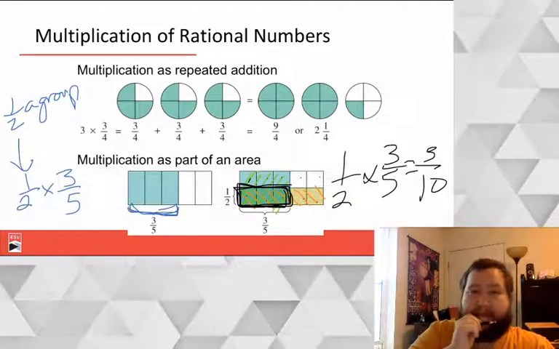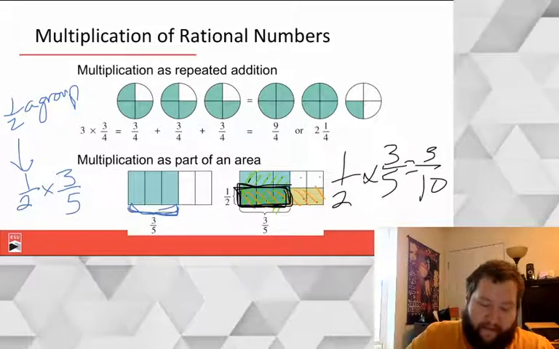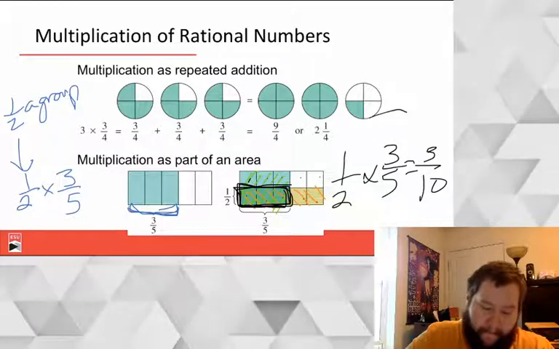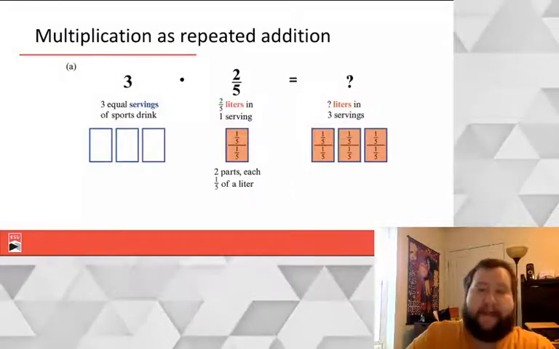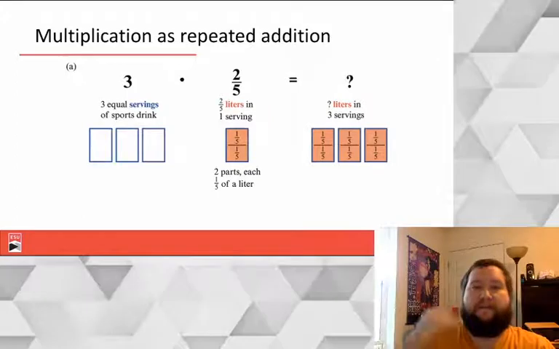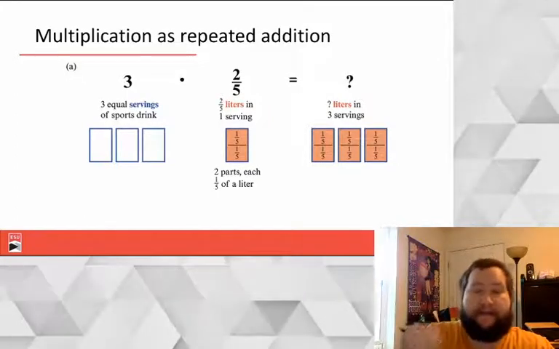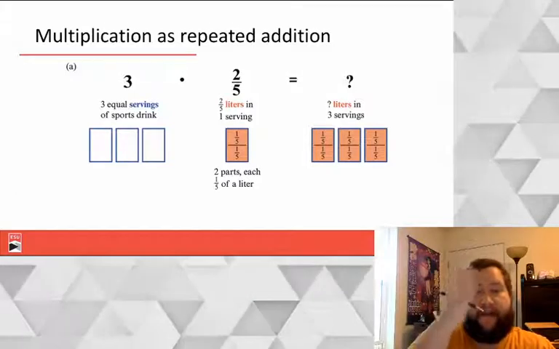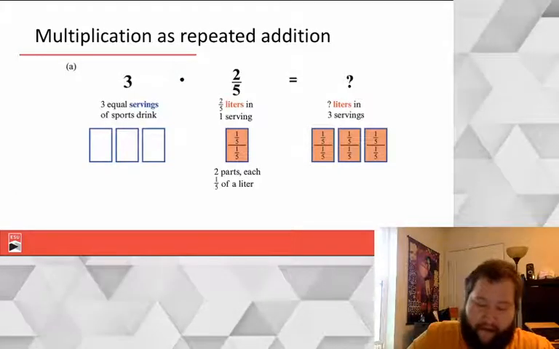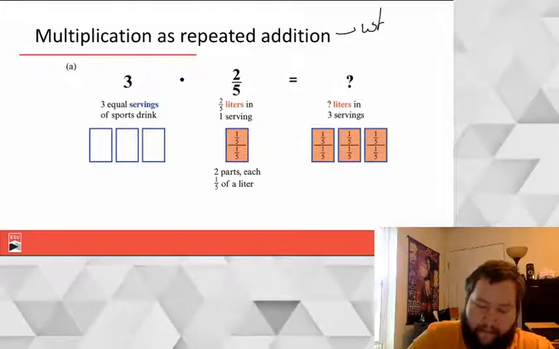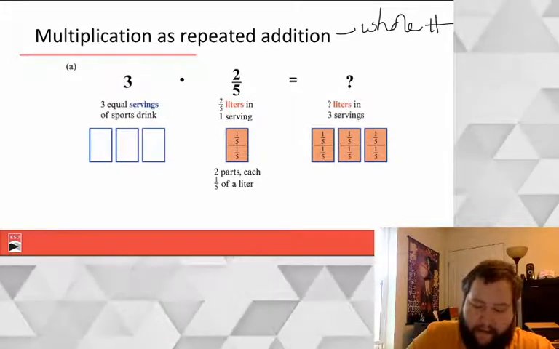And so we can see those are two of our models for multiplication of rational numbers. And so, going back to that first model, multiplication as repeated addition is a perfectly good interpretation for when we have a whole number times a fraction. So multiplication as repeated addition: whole number times a rational.